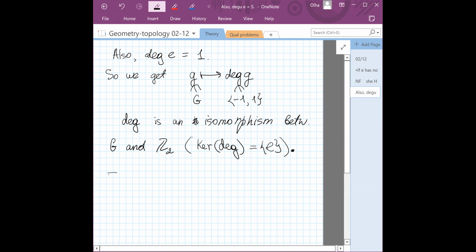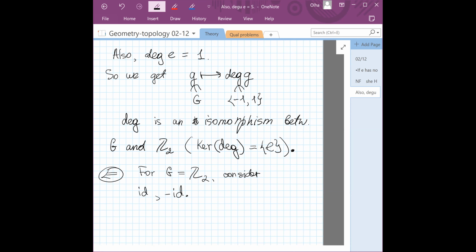And going the other way, to show that Z2 does act freely on Sn, for G equals Z2, it's enough to just consider ID and negative ID that are going to be the actions of Z2 on Sn. Do you guys have questions?